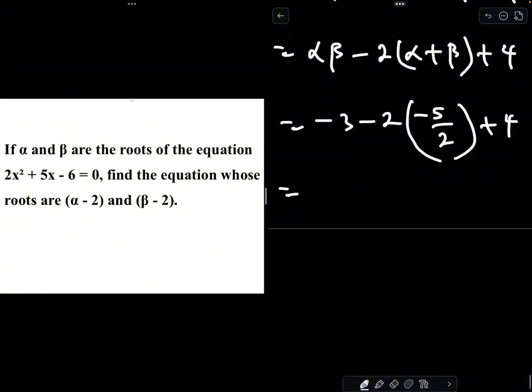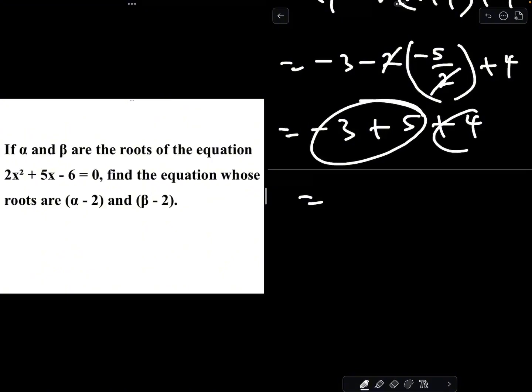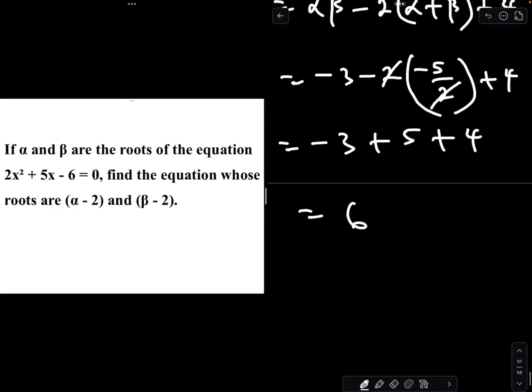And where do we go from there? That simply means minus 3, 2 here, 1, 2 here, 1. And when you open the bracket, you have plus 5 plus 4. And that's equal to minus 3 plus 5 is 2. 2 plus 4 is 6. And that means the product of the roots is 6.